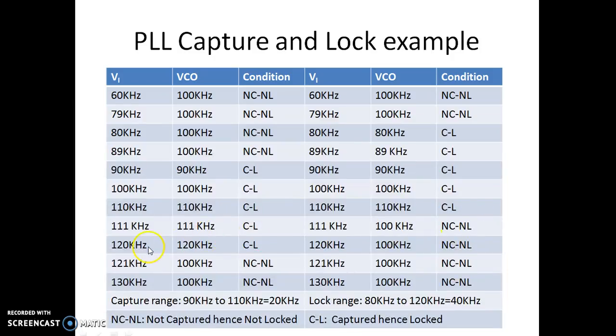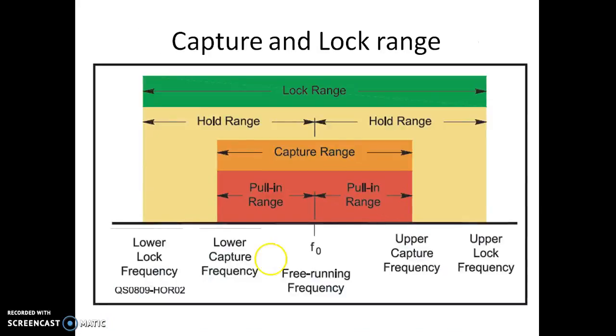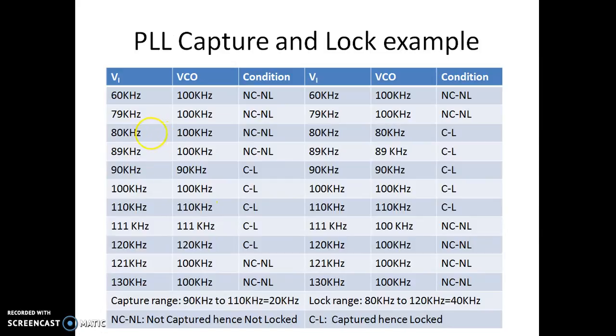As you can see in the previous table, if it is going above 120, that is 121 kilohertz, of course the lock range ends and it will get unlocked. Now this is 120. Anything beyond this, the VCO frequency goes back to 100 kilohertz. Input frequency is at 121 kilohertz, 130, 150, anything more than this upper lock frequency, it will be unlocked. Now what we can understand here is that the lower capture frequency for this particular example is 90 kilohertz.